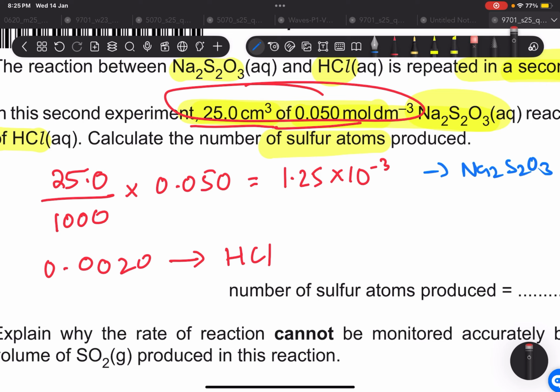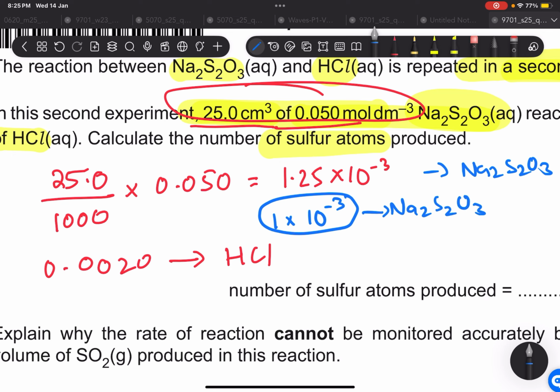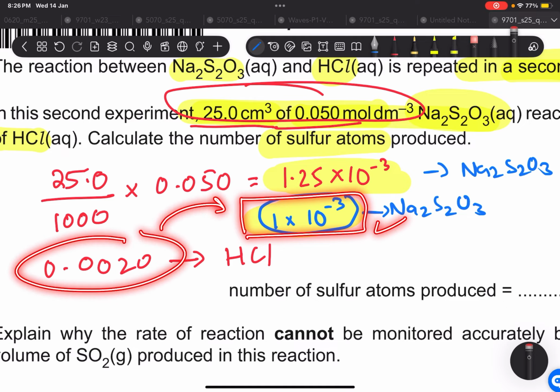सो 0.0020 को मैं डिवाइड कर दूँगी 2 से एंड आई गेट 1 into 10 exponent negative 3. मतलब इतने मोल्स Na2S2O3 के यूज़ होंगे. बट मेरे पास कितने हैं, मेरे पास इतने मोल्स हैं. बट यूज़ कितने हो रहे हैं, इतने यूज़ हो रहे हैं. तो मतलब ये जो बाकी मोल्स हैं वो इसके एक्सेस में है. ठीक है, दैट वाज हाउ वी वर सपोज टू डू इट. ठीक है, इतने मोल्स हमारे पास इसके यूज़ होंगे बिकॉज मैंने HCl के मोल्स को डबल कर दिया और इतने मोल्स जो हैं वो मेरे पास एक्सेस में है.